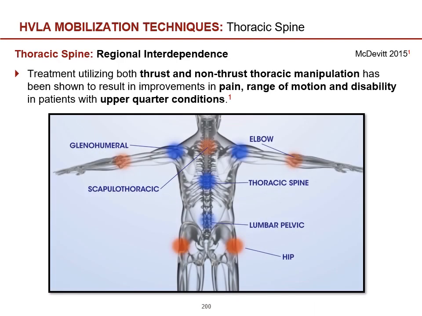Okay, before we get underway with the actual techniques itself, I do want to highlight the regional interdependence that exists within the thorax. It's been said that treatment utilizing both thrust and non-thrust thoracic manipulation has been shown to result in improvements in pain, range of motion, and disability in patients with a variety of upper quarter conditions. And you'll see this as you go through the clinical practice guidelines for the cervical spine in particular, as well as for the shoulder, that these techniques can be really effective at treating and improving these metrics within these non-thoracic joints.